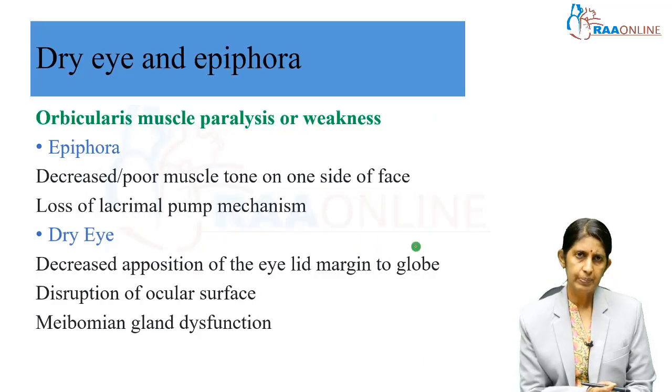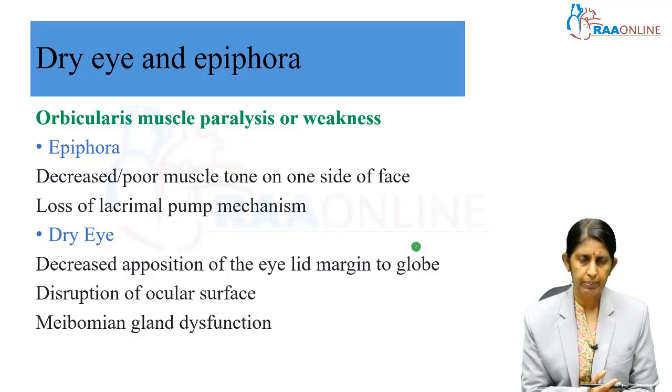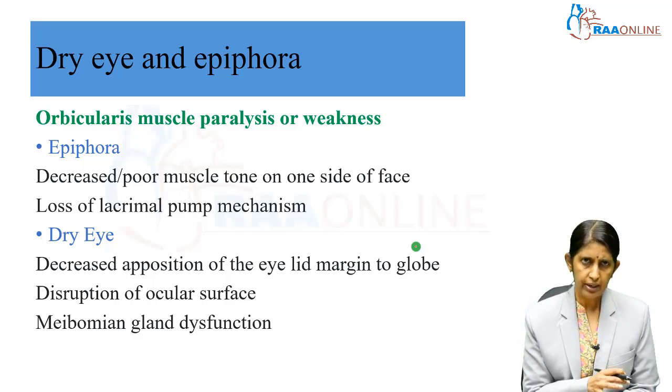So why is it that these patients have dry eye and epiphora? Many of them have dry eye and epiphora that coexist, which is paradoxical. Dry eye is reduced amount of tear film and epiphora is increase or watering of the eyes. So why does it happen? Basically, the problem is because there is often orbicularis oculi muscle weakness or paralysis.